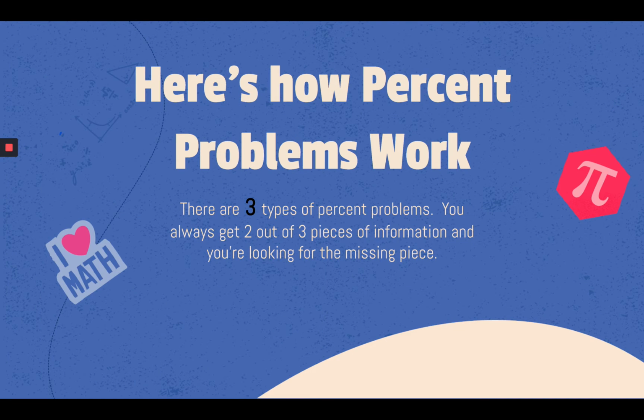Let's jump into how percent problems work. Basically there are 3 types of percent problems. You always get 2 out of 3 pieces of information and you're looking for the missing piece. So this is what's important on this slide. There are 3 types of percent problems. And I'm going to give you an example of what I mean by that.